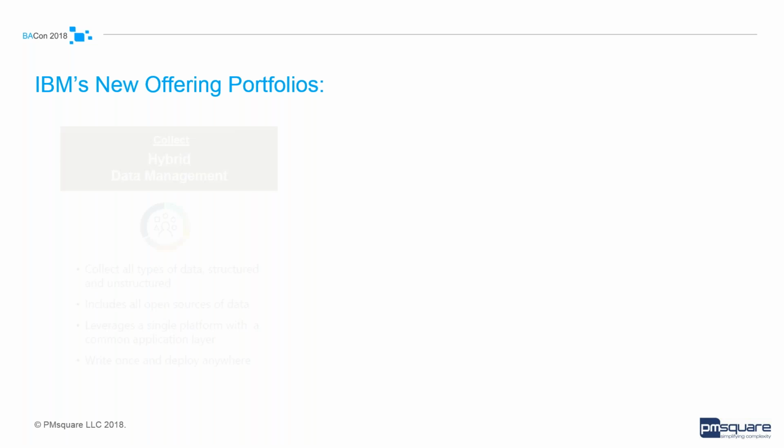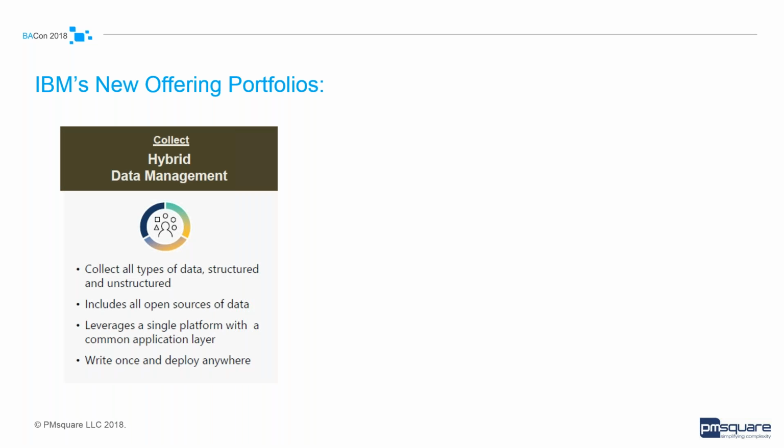So there are three distinct portfolios. The first one is called Hybrid Data Management. This is where you have all of your information or data collection products. So essentially, you have all of your DB2 products in this platform.